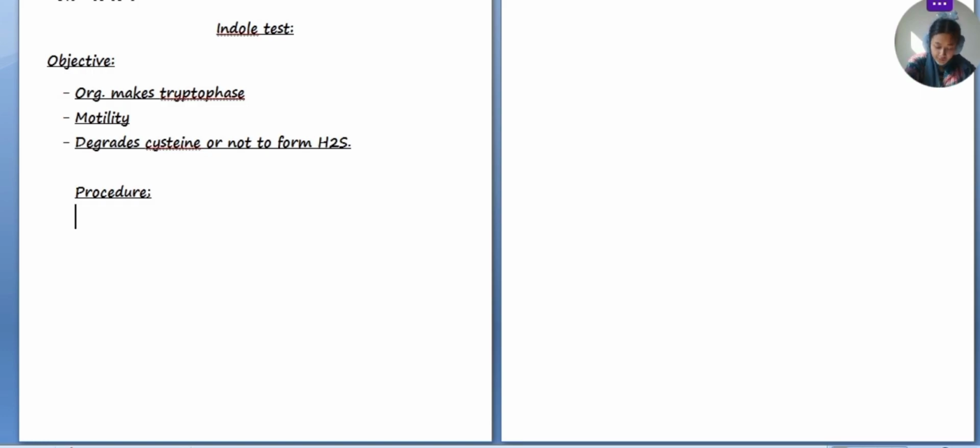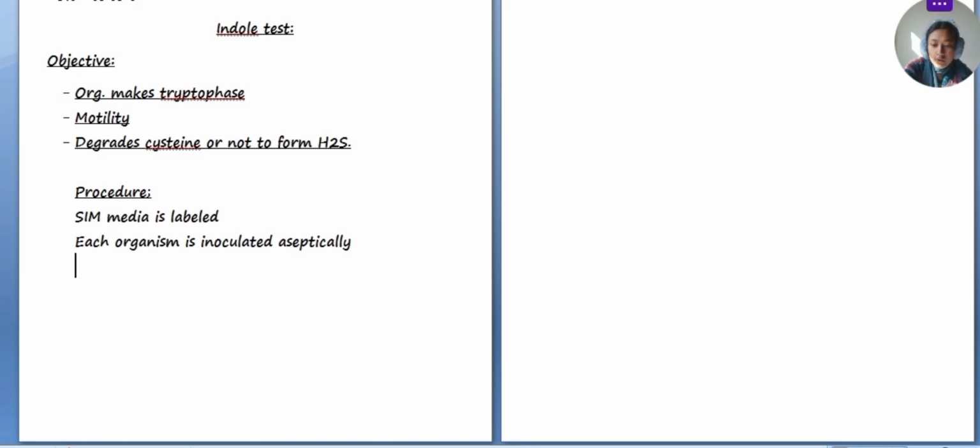When we're talking about the procedure, firstly, SIM media is required, then bacterial culture is required, and then Kovacs reagent is required. In this process, the first step is that the SIM media is labeled, then each of the organisms is inoculated aseptically. After this, incubation is done for 48 hours.